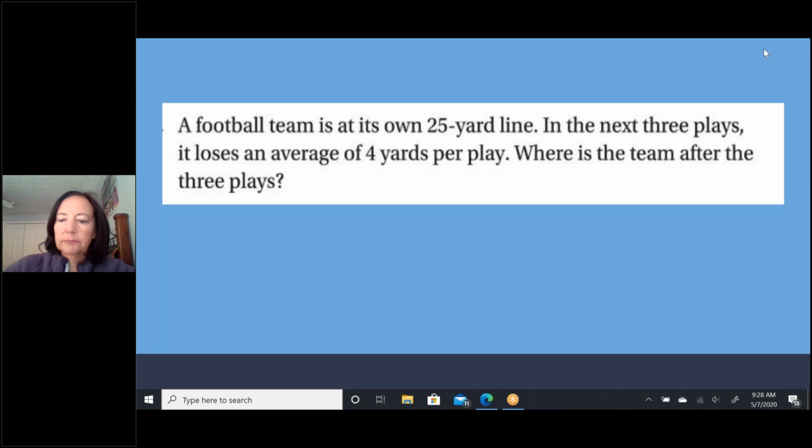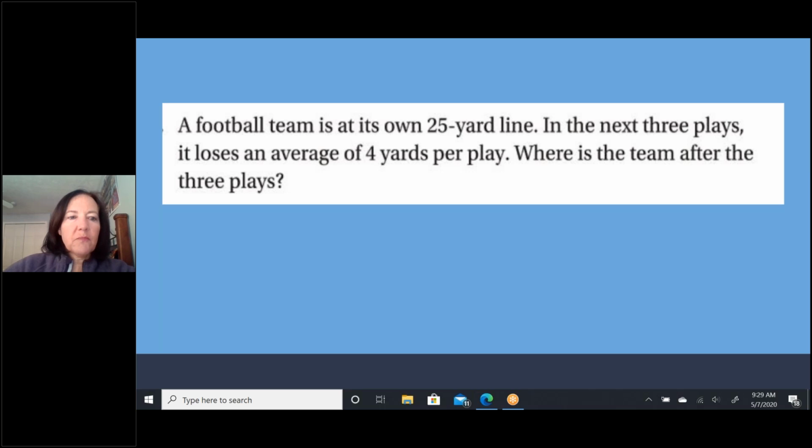The football team is at 25. 21. 21. 21 take away... 20 take away 3. Is it 18? Okay, let's go through it.